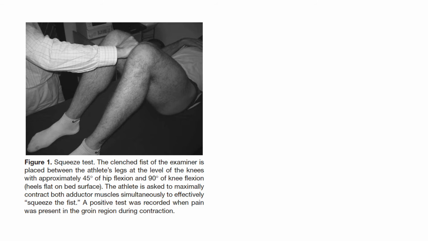You can do that in outer range and inner range, and improvements in those scores are a good factor in rehabilitation. If you're working with a team, you can actually take those scores pre-season so that you've got a benchmark to rehabilitate against if someone gets injured during the season.